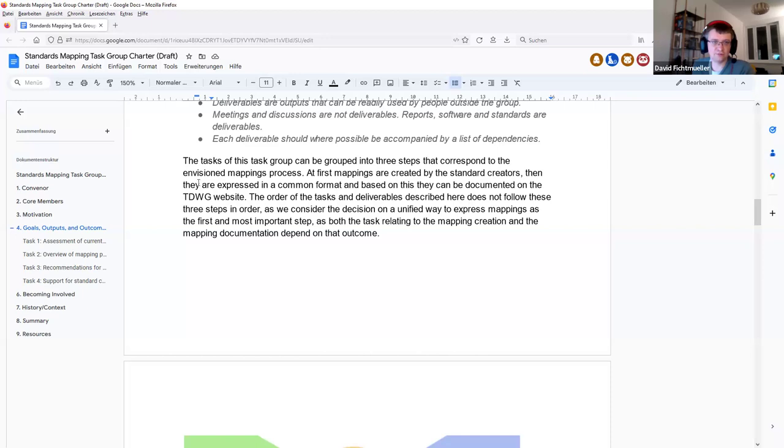I'm quickly reading the important parts just to get everybody up to speed. The tasks of this task group can be grouped into three steps that correspond to the envisioned mapping process. At first, mappings are created by the standard creators. Then they are expressed in a common format, and based on this, they can be documented on the TDWG website. The order of the tasks and deliverables described here does not follow these three steps in order, as we consider the decision of a unified way to express mappings the first and most important step, as both the tasks relating to the mapping creation and the mapping documentation depend on that outcome.